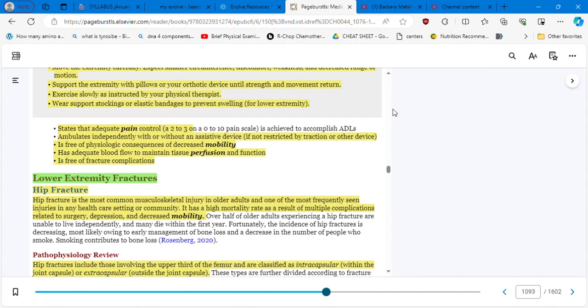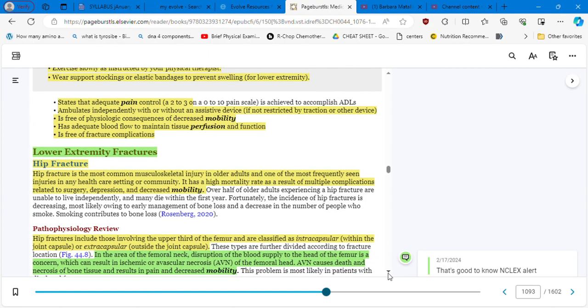Also, we are going to evaluate the outcomes by asking the patient and also doing the assessment, and we need to find pain control 2 to 3 on a scale of 0 to 10. We need to see the patient ambulates independently with or without an assistive device. The patient is free of physiologic consequences of decreased mobility. Patient has adequate blood flow to maintain tissue perfusion and is free of fracture complications.